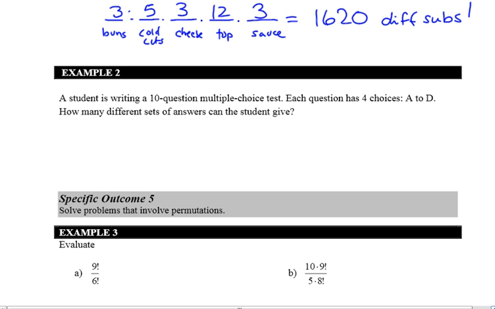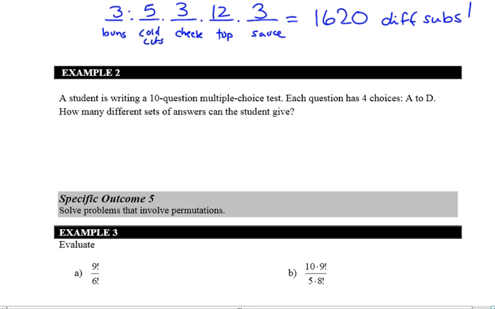So same idea. A student is writing a 10-question multiple choice test. For each question, you're only going to choose one answer, A, B, C, or D. How many different sets of answers can the student give? So how could we set this one up? This is a good question because it shows you how well you'll probably do if you guess.